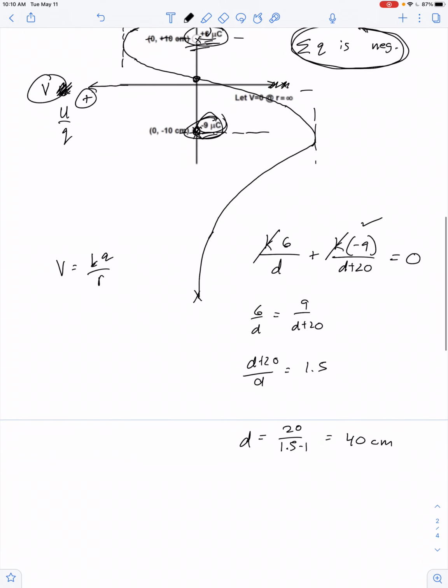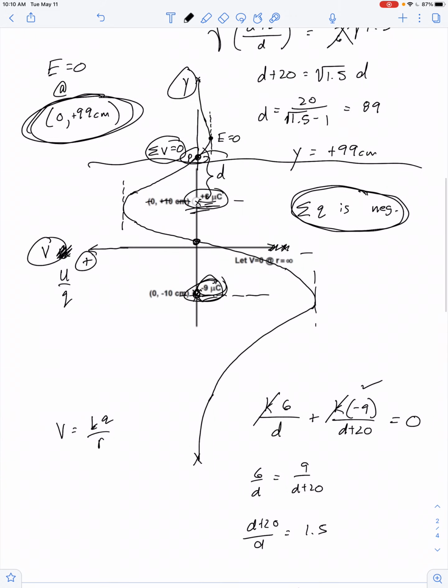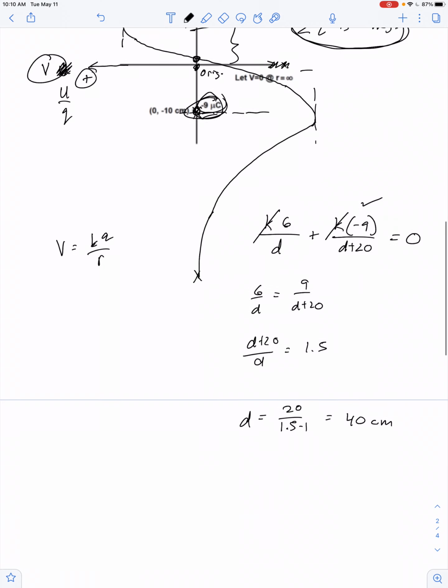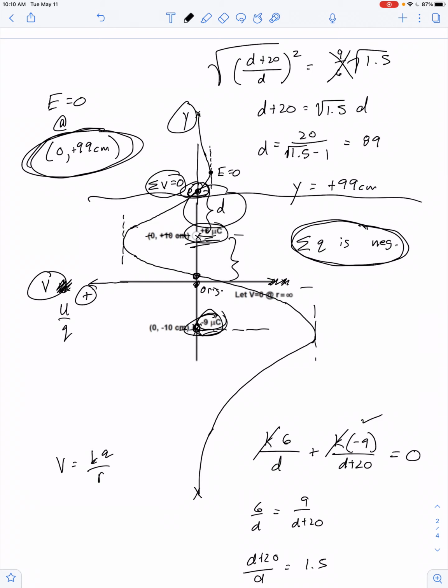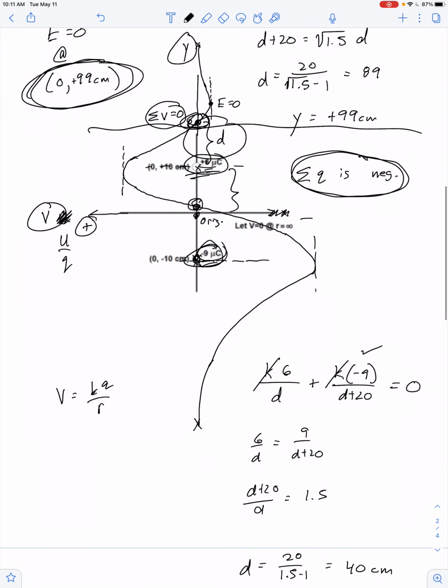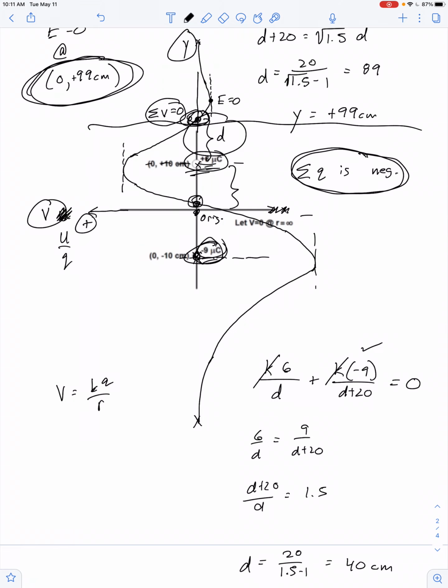But remember, I'm going to have to add 10 centimeters to that. This is the distance from this charge, but I want the distance from the origin. So I have to add this 10 centimeters. So at the point 0, comma, positive 50 centimeters, V is equal to 0. Okay, so that's one of the places. Now we've got to find this place where the electric potential is equal to 0.